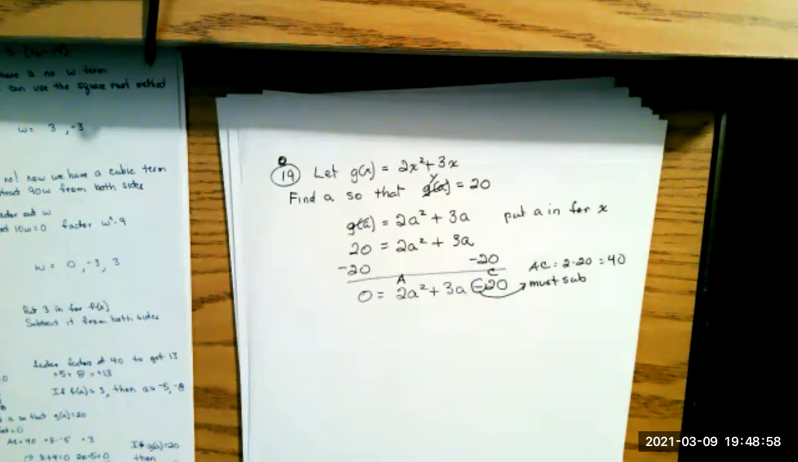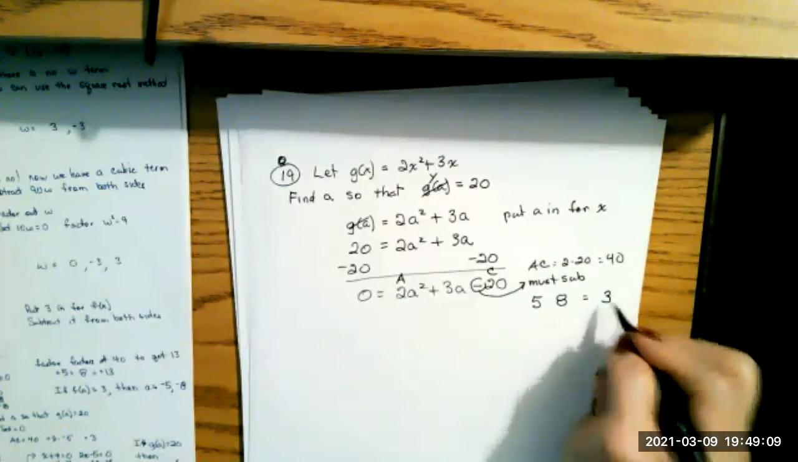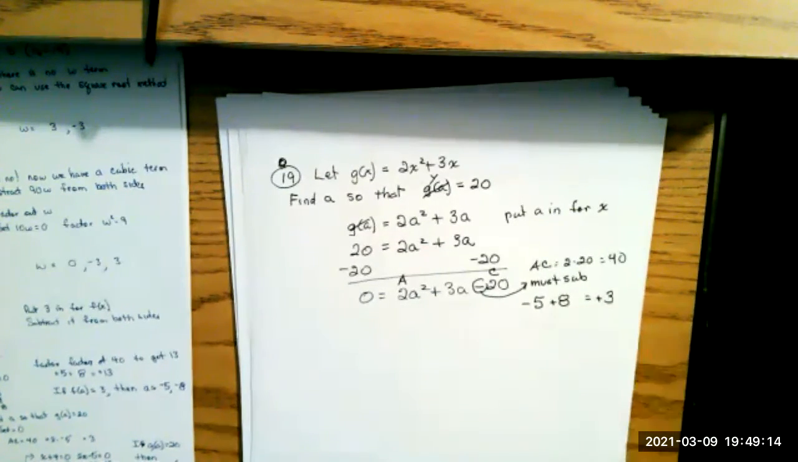40 and 1 won't work. That gives me 39. 2 and 20 won't work. That gives me 18. 5 and 8. That's great. If we subtract those, we get 3. We want positive 3, so we let 8 be positive and 5 be negative.